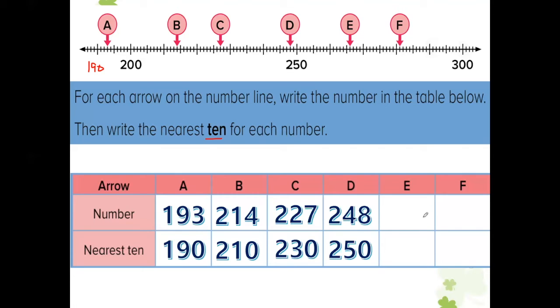How about letter E? Good job. It is 266. So the number beside 6, it's 6. So it becomes 7. So it's 270. And letter F is 281. So what number beside 8? It's 1. So it becomes 280.